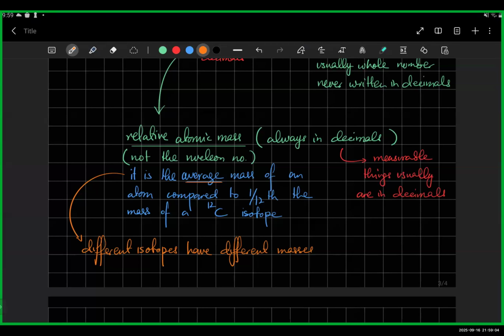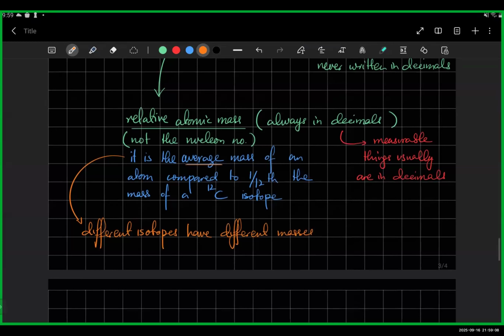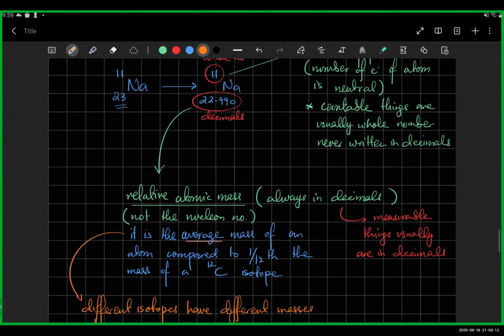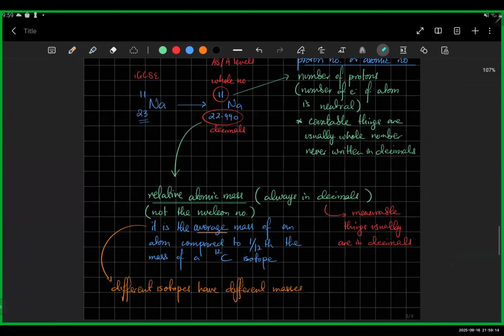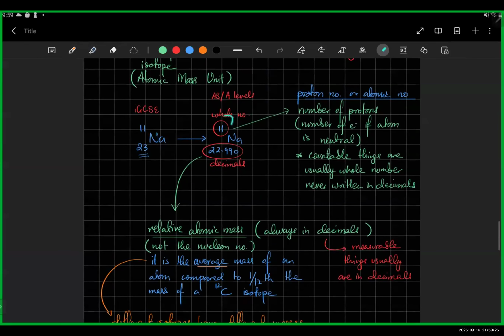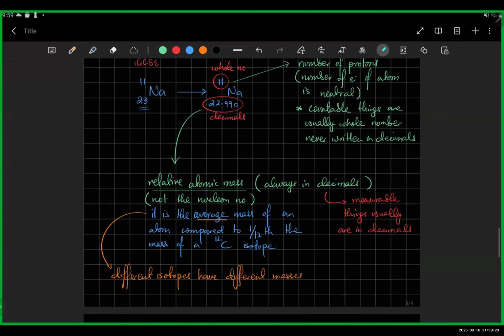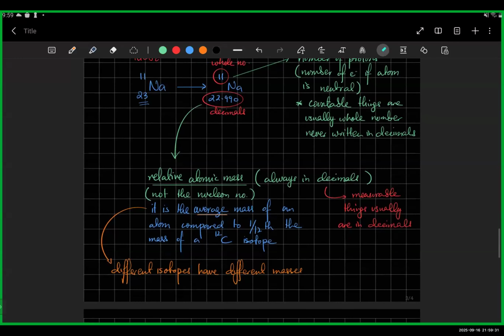अच्छा, so different isotopes have different masses, and it's going to be decimals. ठीक है. अच्छा, but are these two things clear that always call it the relative atomic mass? You can always know that it's going to be in decimals. It's not going to be a whole number. And the top one is always going to be a whole number. If you write 11.0, you're going to lose marks. ठीक है. ये clear है? Jannat, Ghazi, is this clear? Is this clear?